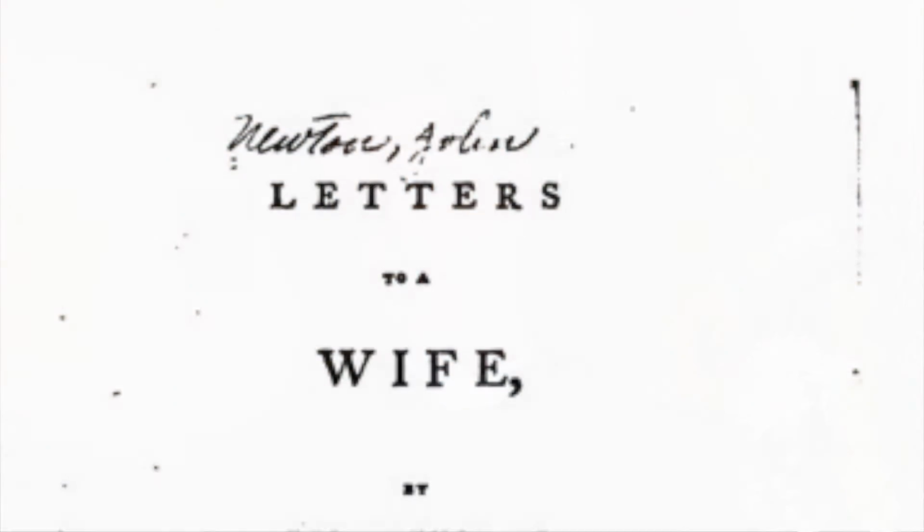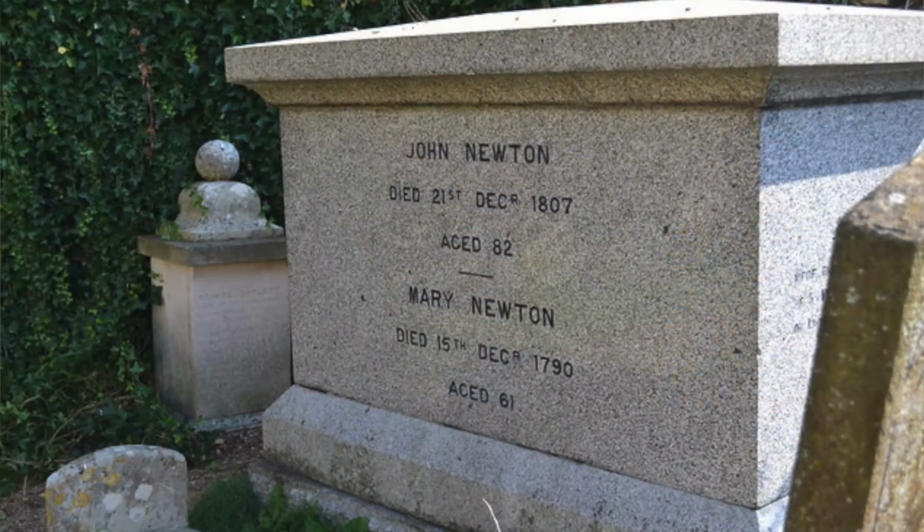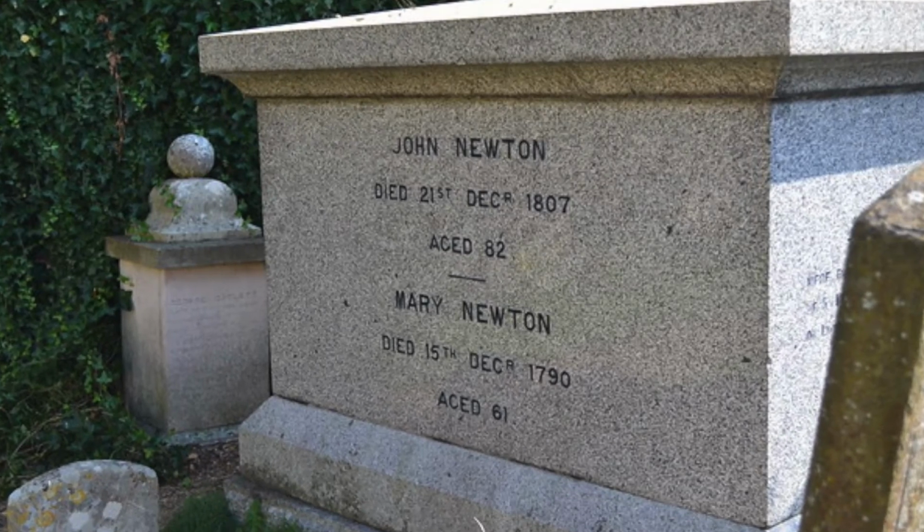He publishes other works. In 1764, he published An Authentic Narrative. In 1770, he publishes a Review of Ecclesiastical History. In 1784, he publishes an apologia, an apologetics work. In 1787, he publishes, as I mentioned earlier, Thoughts on the African Slave Trade. And in 1793, he publishes one called Letters to a Wife. On December 21, 1807, John Newton dies peacefully at age 82. He's buried beside his beloved wife, Mary, in that church in Woolnoth, in London.